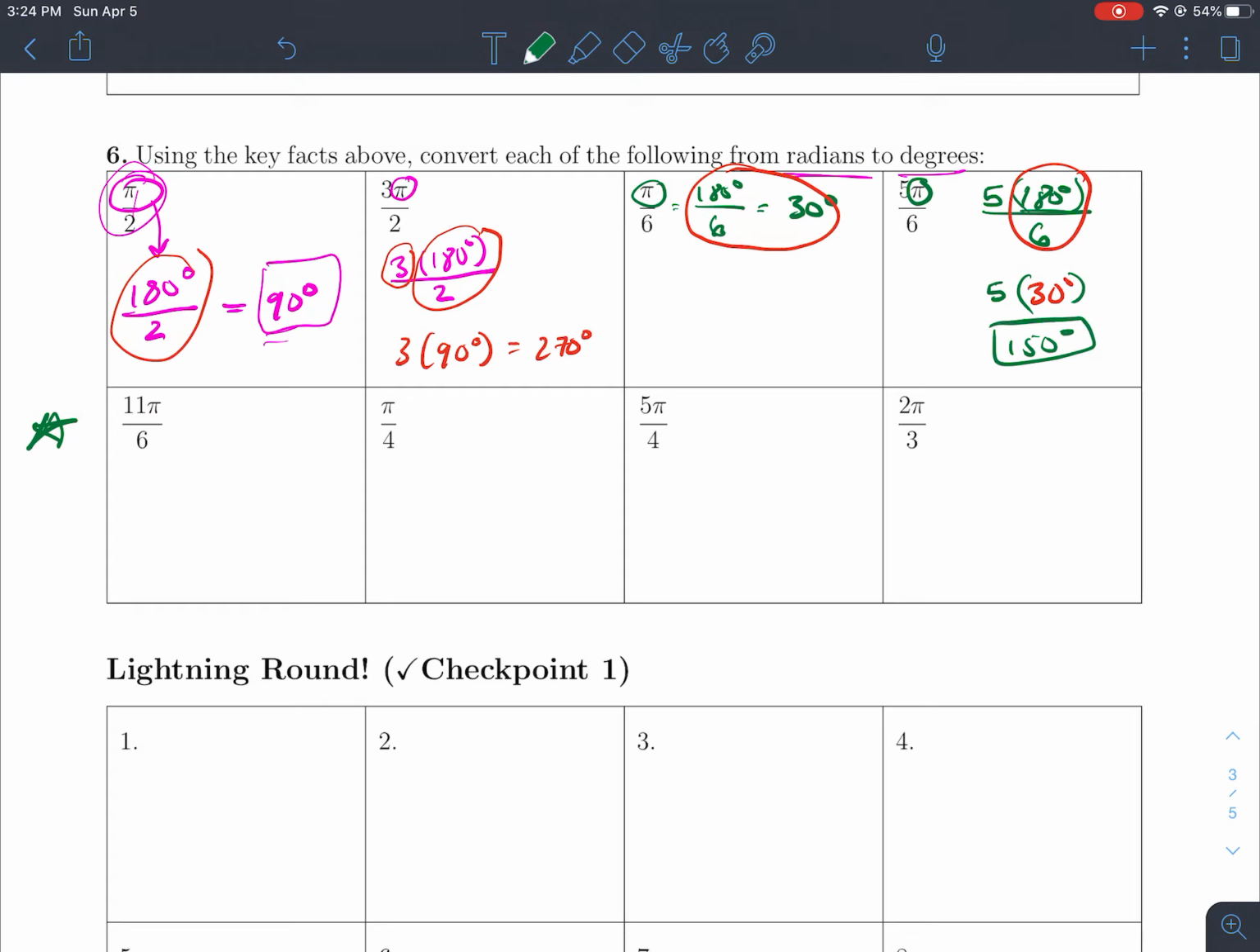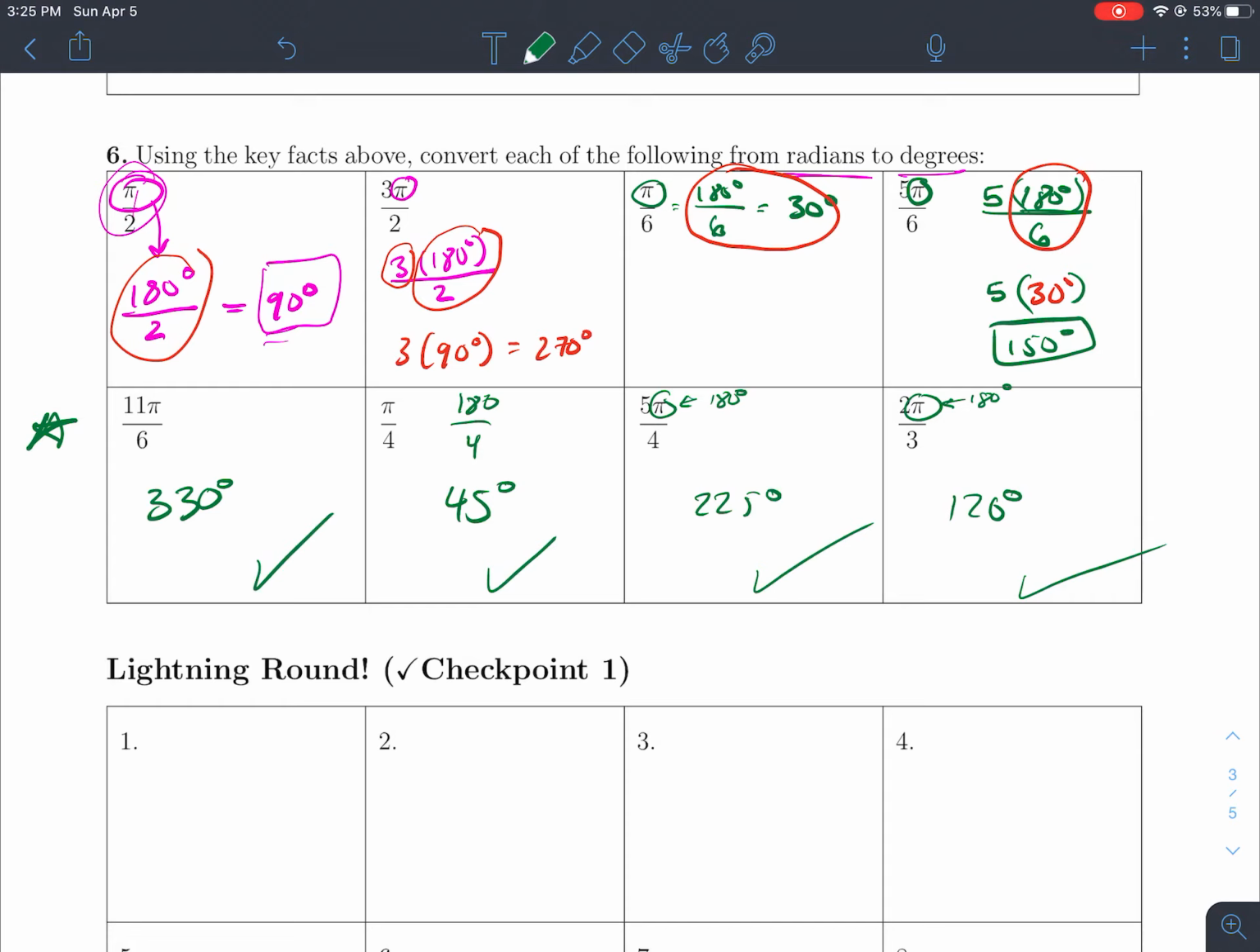All right, so 11 pi over 6, that is final answer 330 degrees. This one, 45 degrees when you do the 180 over 4. This one, 225 degrees. This one, 120 degrees. To check your work, give yourself checks if you got them correct. If you got it incorrect, try it one more time by plugging in 180 degrees for each of these radian pi amounts.